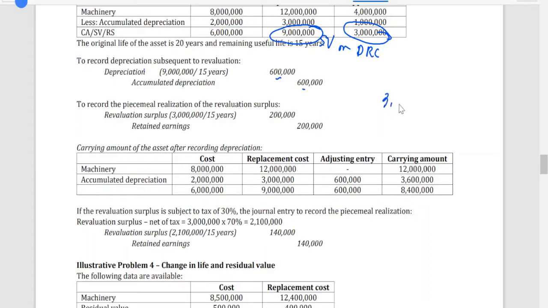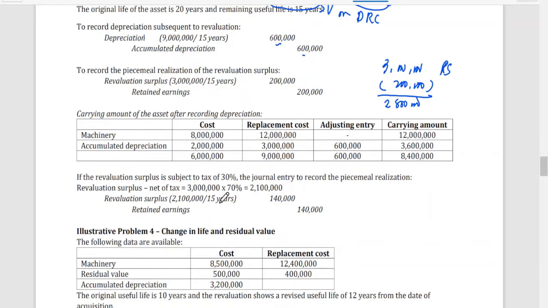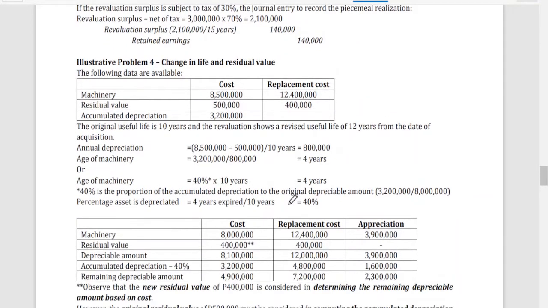And what happens to our revaluation surplus? Diba we have existing 3 million revaluation surplus. And then we have here a realization of 200,000. So that's a deduction. So this would be a 2,800,000 balance. Again, if the problem has a tax rate, then our revaluation surplus is not 3 million, but 2,100,000, which is 3 million times 70%. So that's the net. Divided by 15 years, that's 140,000.